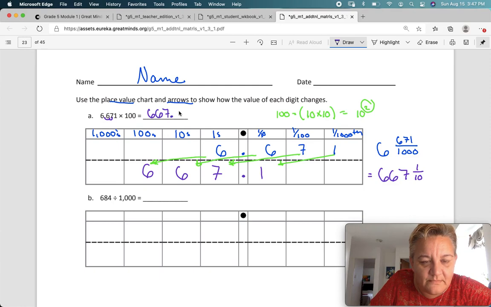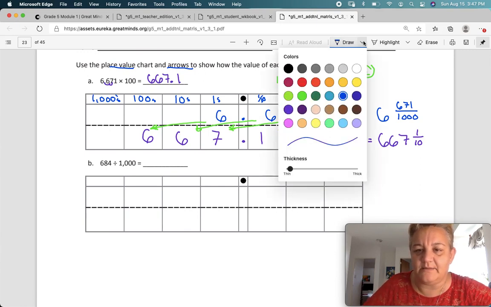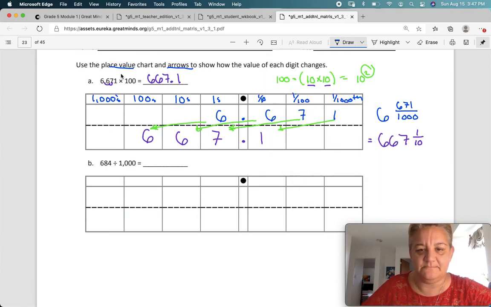Okay. There. All right. Do you understand what we're doing? We're moving over 2 tens, right? 2 tens, 1, 2. So we moved over 1, 2 because we're multiplying. Now we're dividing. And I'm going to write in my place value chart.